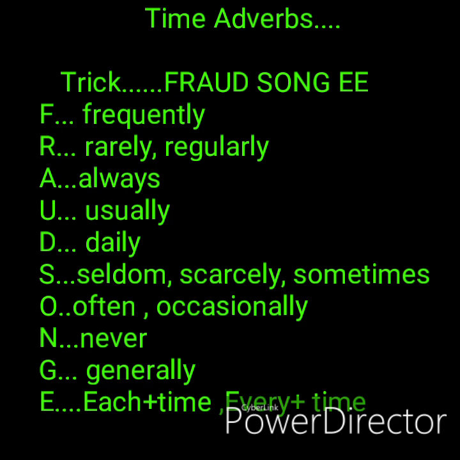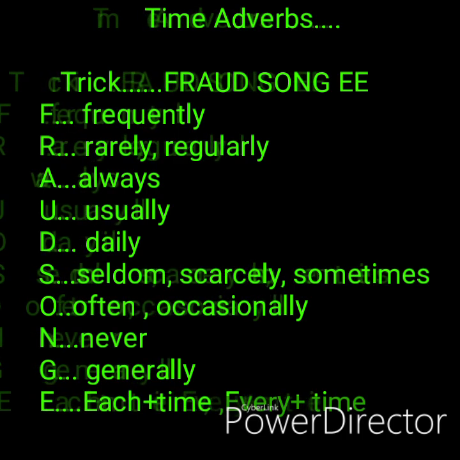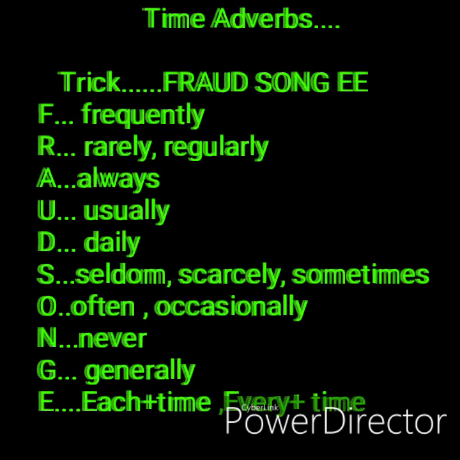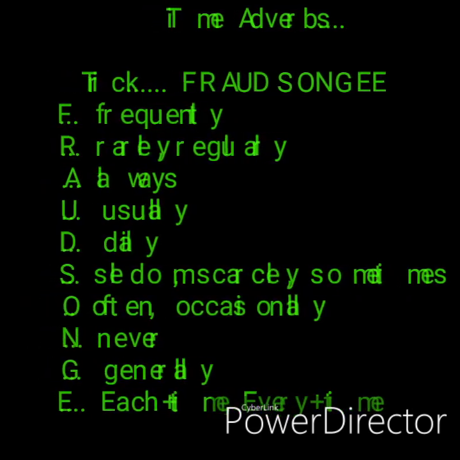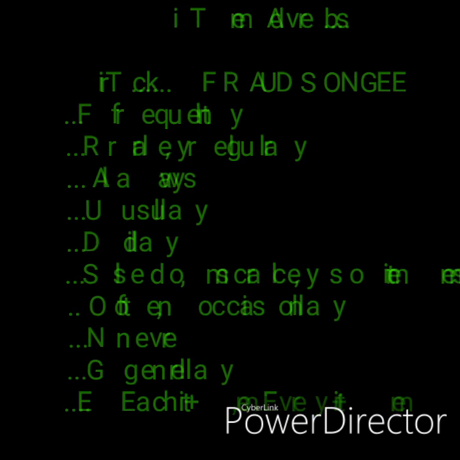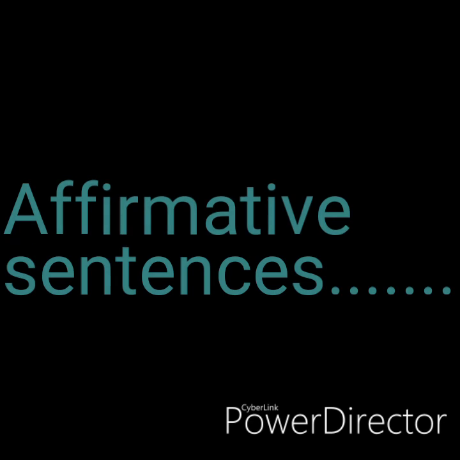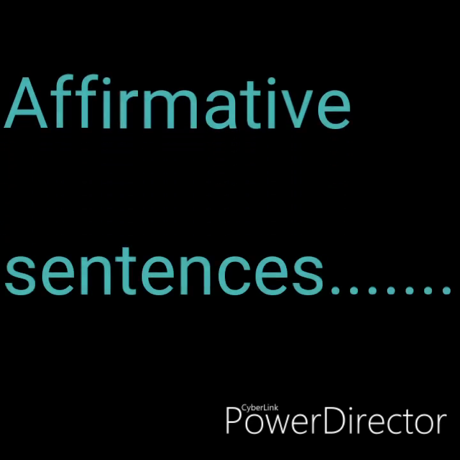Fraud song E, F for frequently, R for rarely, regularly, A for always, U for usually, D for daily, S for seldom, scarcely, sometimes, O for occasionally and often, N for never, G for generally, E for each plus time, every plus time. So learn these time adverbs to identify tenses in the given sentence. Without identifying these time adverbs, we cannot write the answer, because these are the adverbs which are used frequently in the board or home examination.